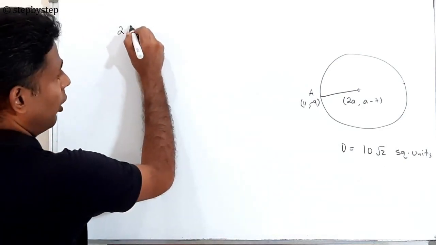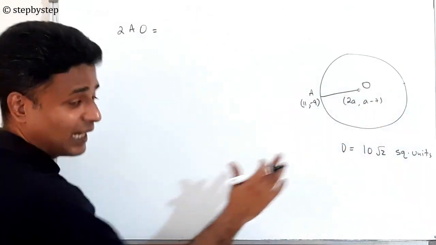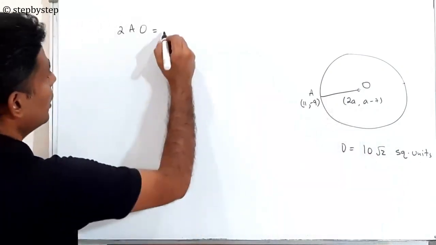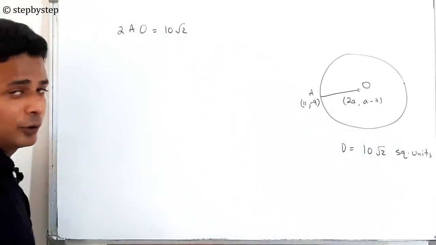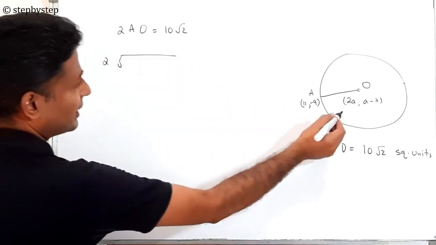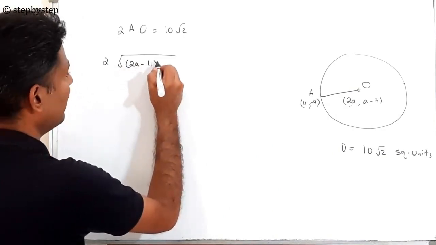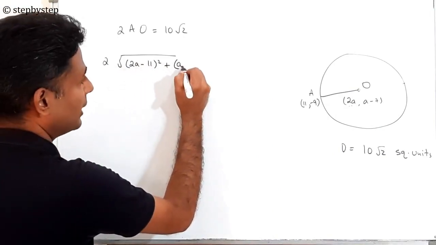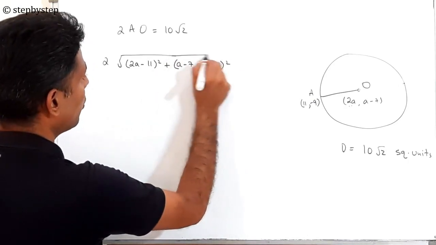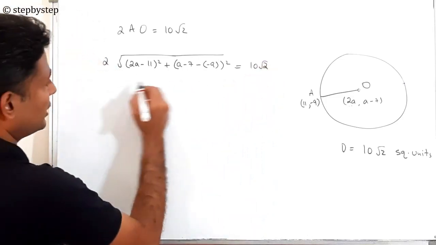So 2 times a, and I'll mark the center as O. 2 times AO will be the diameter, right? Because this is the radius. So 2 times this will be equal to the diameter, that is 10 root 2. So now 2 into AO is, I'll take this as x2, y2: x2 minus x1, that is 11, whole square, plus y2, that is a minus 7 minus of minus 9, that is y1, whole square, equal to 10 root 2. Now I'll transpose this 2 to the other side.